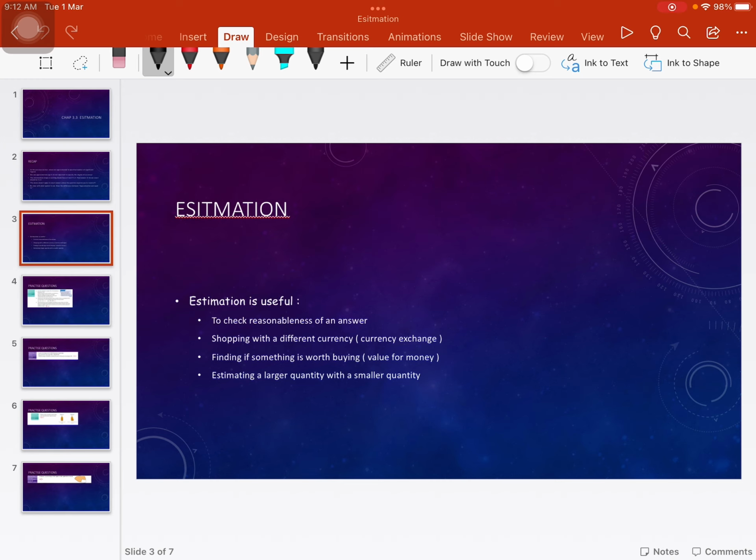Now, you can also do this. It's more useful when you're talking about currency exchange, especially when you go for overseas travel. When you're buying things and you want to calculate how much it costs in Singapore compared to overseas, so is it cheaper? Should I buy it? That brings us to the next point, which is also to check whether it's worth buying a product.